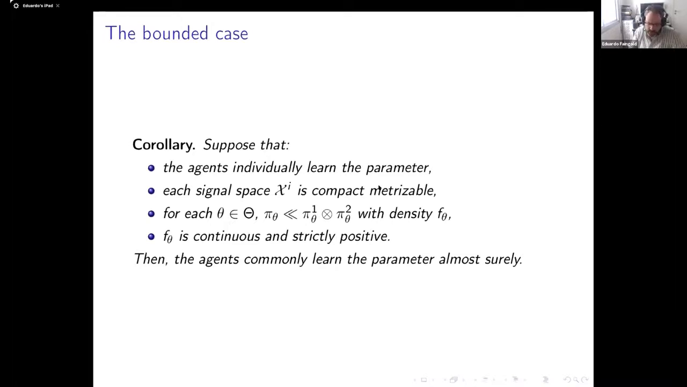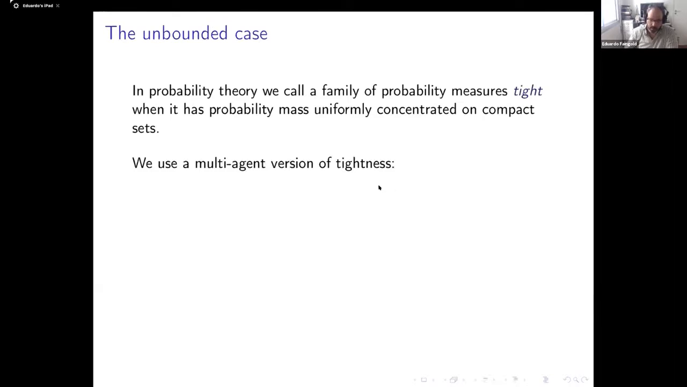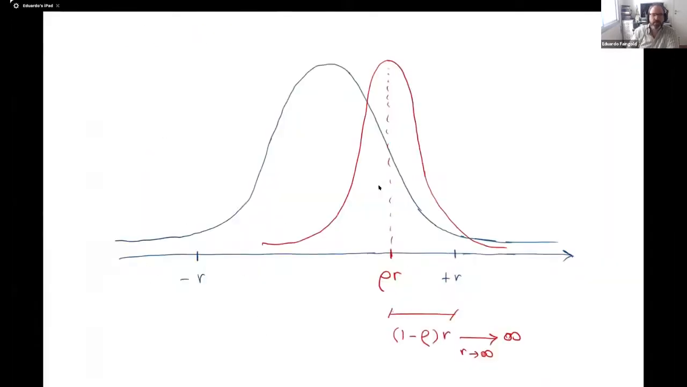Let's assume that signal spaces are compact. Let's assume that the joint distribution over signals is absolutely continuous with respect to the product of the marginals. And this density here, f theta, is continuous and strictly positive. Then that's going to imply uniform mixing, and therefore, in that case, by our theorem, individual learning implies common learning. So I'm not going to be able to get to the unbounded case.